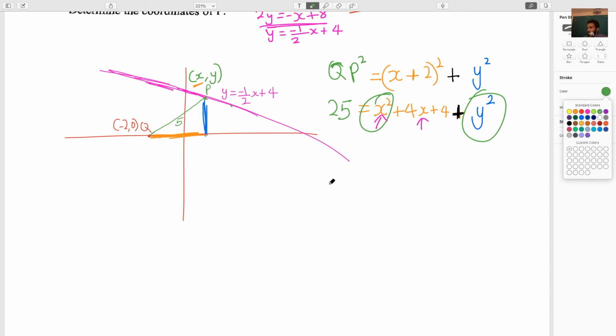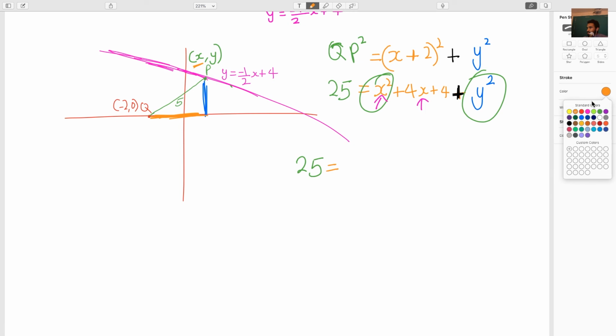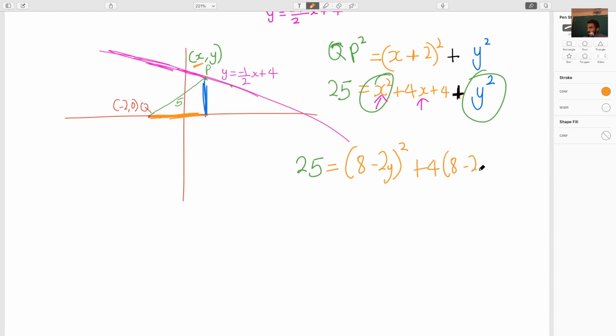So then we have 25 is going to be equal to, instead of x, we're going to write 8 minus 2y. So we write 8 minus 2y squared, plus 4 times 8 minus 2y. So I'm just subbing in 8 minus 2y for the x's. And then we have the rest of it, plus 4, and then plus y squared. I can keep that one in blue. Okay, and then now we can solve this part.